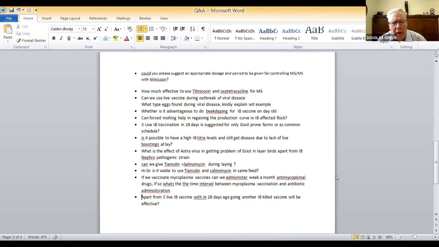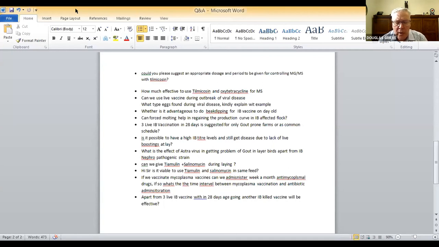brings up a good point in that gout is just the final outcome of many possible disease processes. It may be the end of a bronchitis with certain strains. It could be from other viruses as well. It can be a feed issue. It can be where we are giving too much calcium to birds during the rearing period. It can be a calcium particle size issue where young birds are getting large particle calcium and overdosing themselves on calcium, and that's destroying the kidneys.